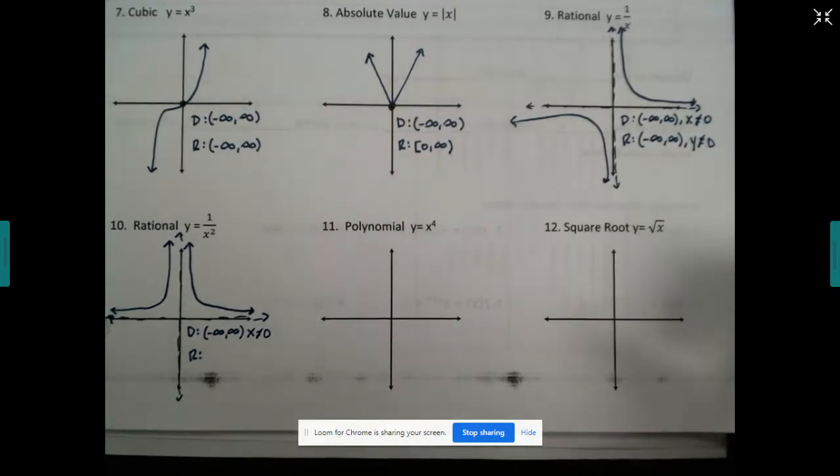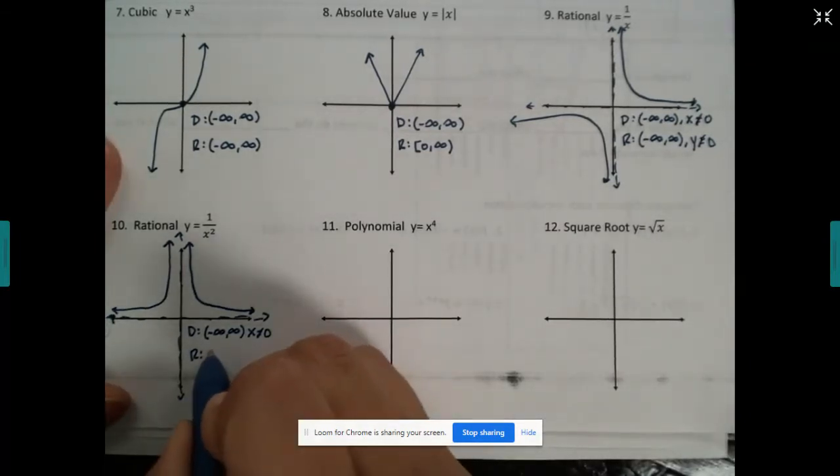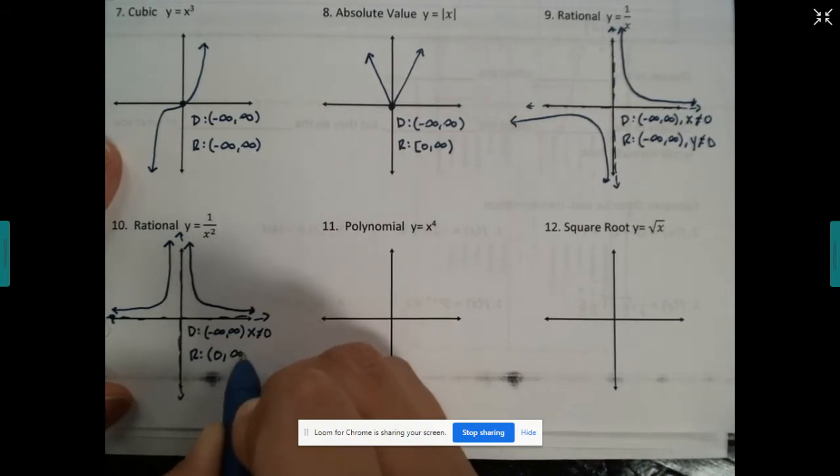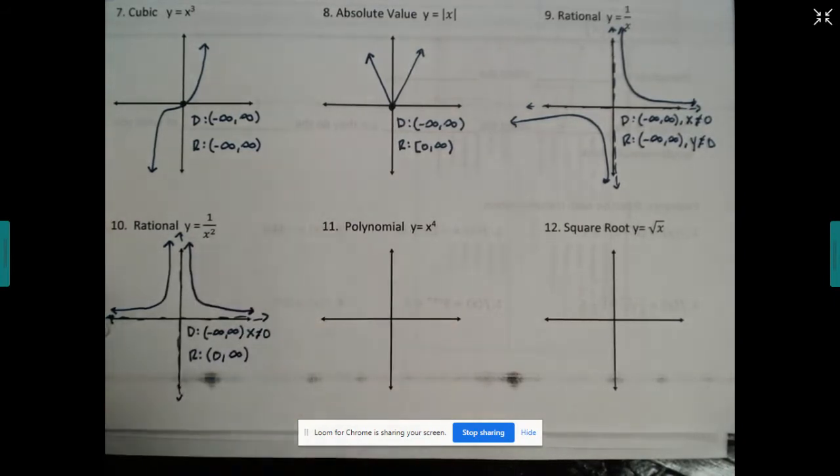And then our range, it's just going up forever. None of these are ever negative because we can't cross that x-axis. So we can just say from 0 to infinity. And you do want a parenthesis with the 0 because, again, it's never going to equal 0. It just gets super close.